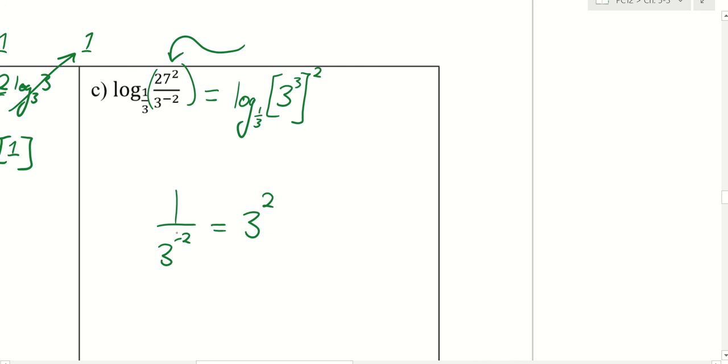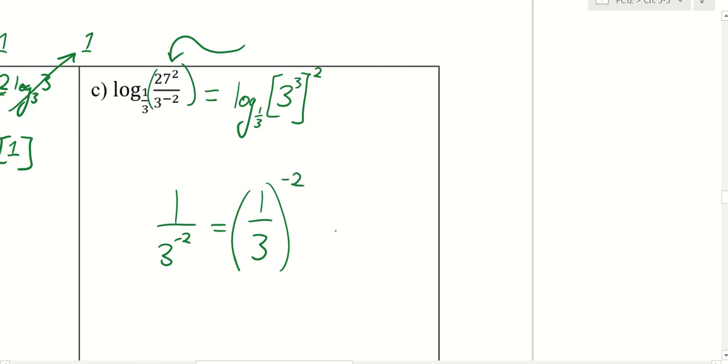Because a negative exponent, to turn a negative exponent positive, you take the reciprocal of it. So here I've taken the reciprocal of this number, and I get 3 to the positive 2. Maybe piece by piece, it might be more clear if I write it like this. 1 over 3 to the minus 2 is really just 1 over 3 all to the minus 2.